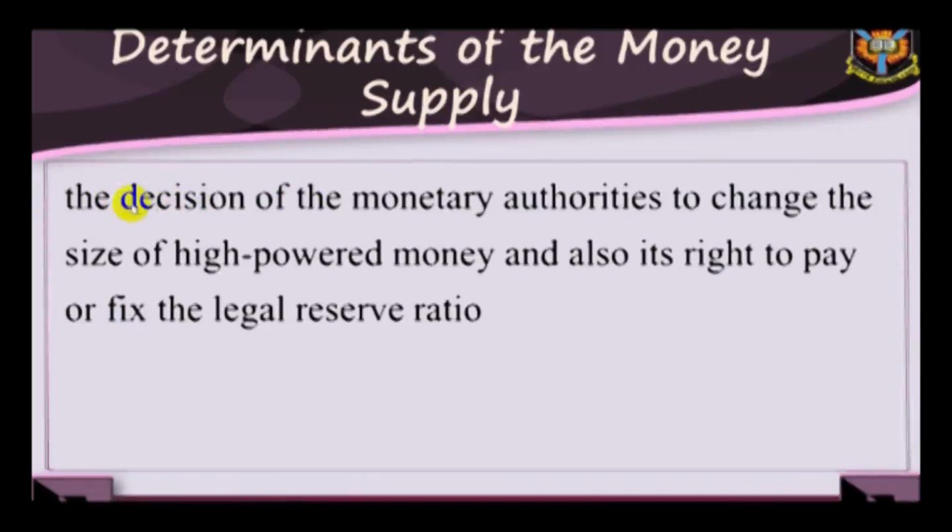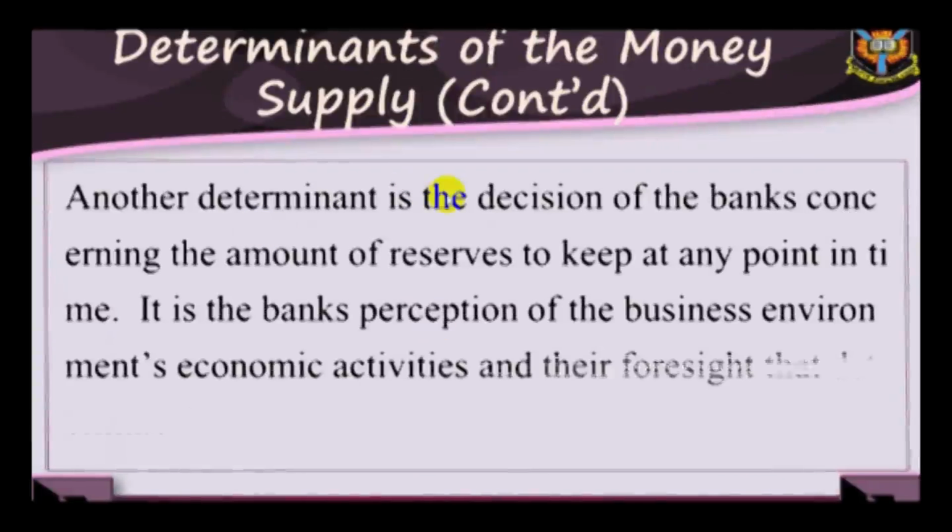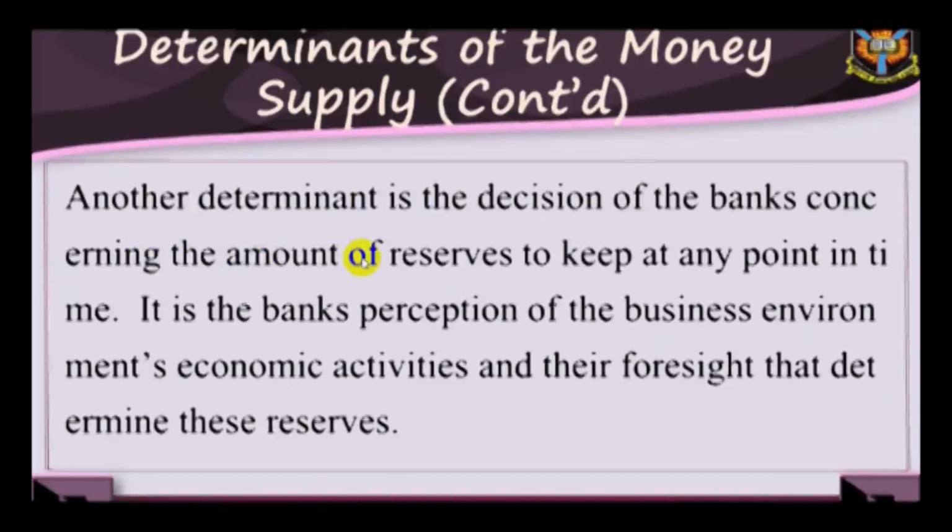B. The decision of the monetary authorities to change the size of high-powered money and also its right to fix the legal reserve ratio. C. Another determinant is the decisions of the banks concerning the amount of reserve to keep at any point in time. It is the bank's perception of the business environment, economic activities, and their foresight that determine these reserves.